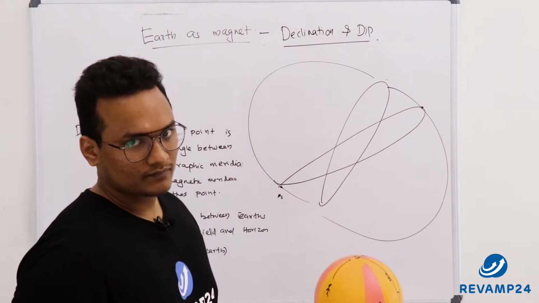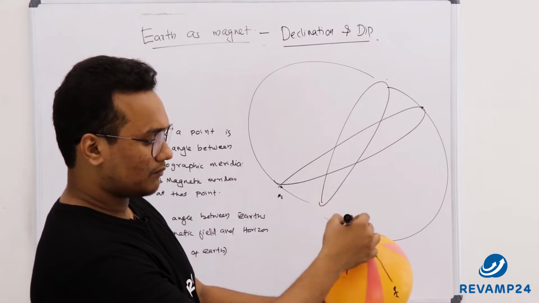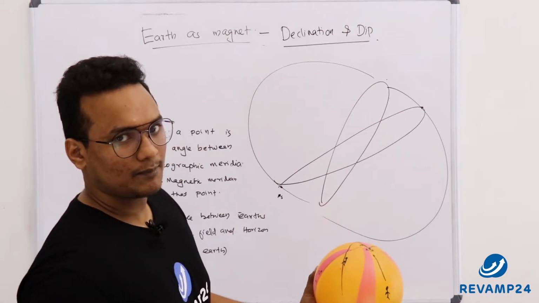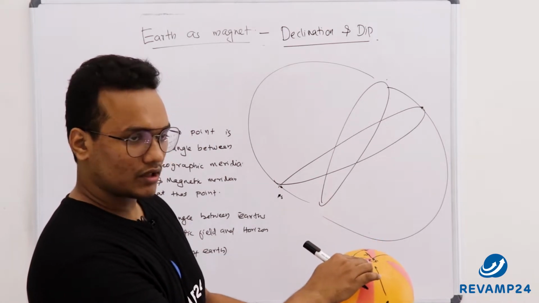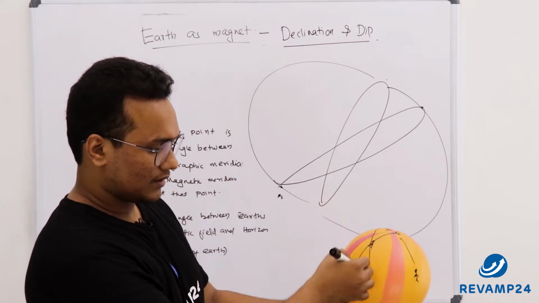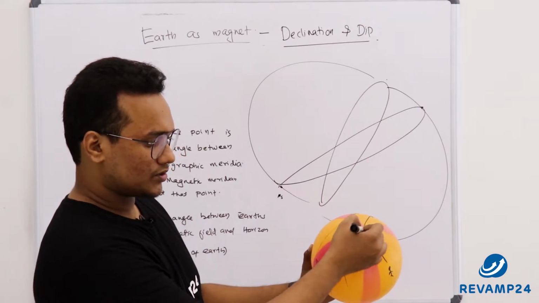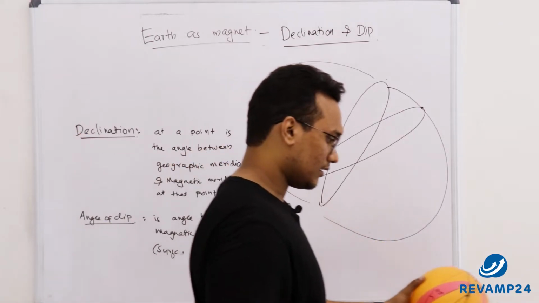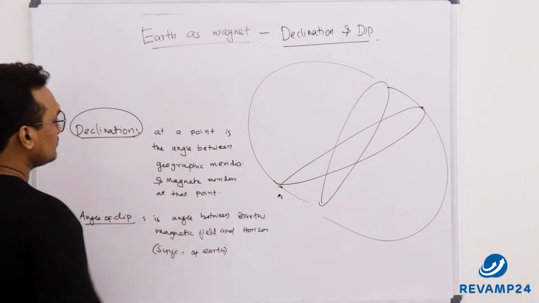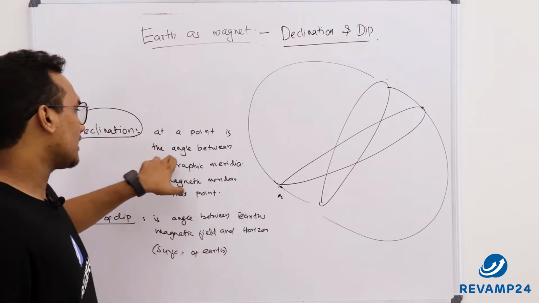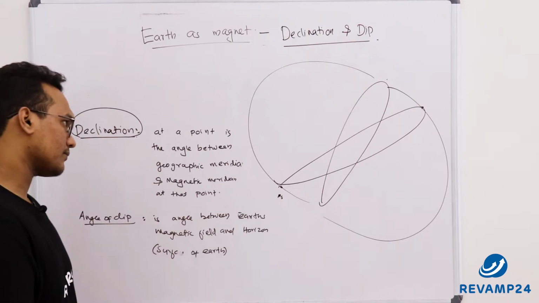Declination is 0. Now at this point, if a person sees magnetic north, the plane is like this, and this is the magnetic meridian. If the same person sees geographic north, it will be in this way, and that plane is the geographic meridian. The angle between the magnetic meridian and the geographic meridian is the angle of declination at that point. Declination at a point is the angle between geographic meridian and magnetic meridian at that point. I have explained it very clearly.